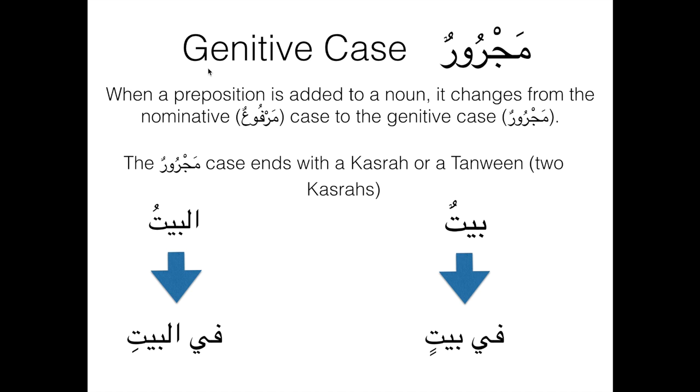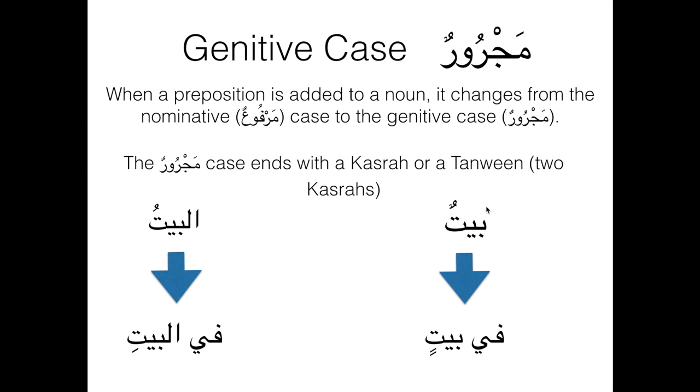Majrurun. Now we're talking about a different case. This different case is called majrur. We talked about marfu', now we're talking about majrur. It's called the genitive case. What is genitive? We will see now. When a preposition is added to a noun, it changes from the marfu' case to the majrur case. So we have to add a preposition for it to change. What is the change? The majrur case ends with a kasra or a tanween, two kasras.